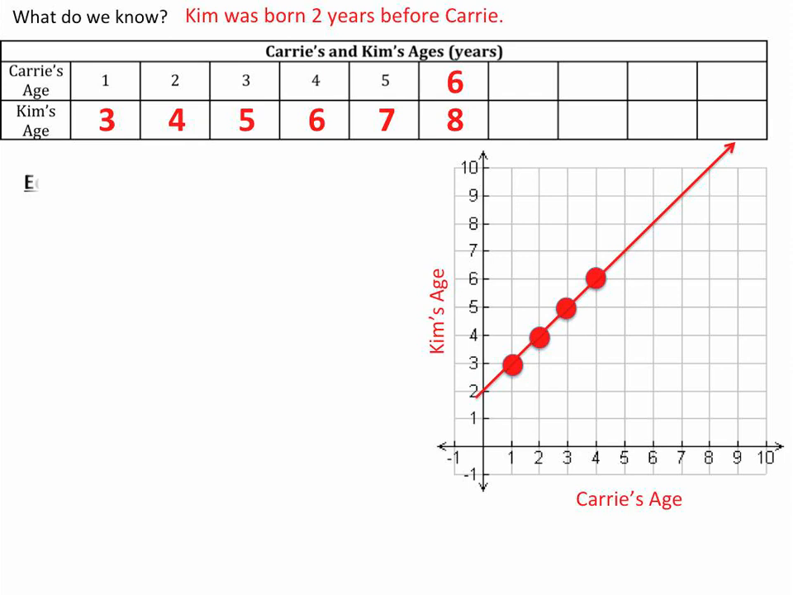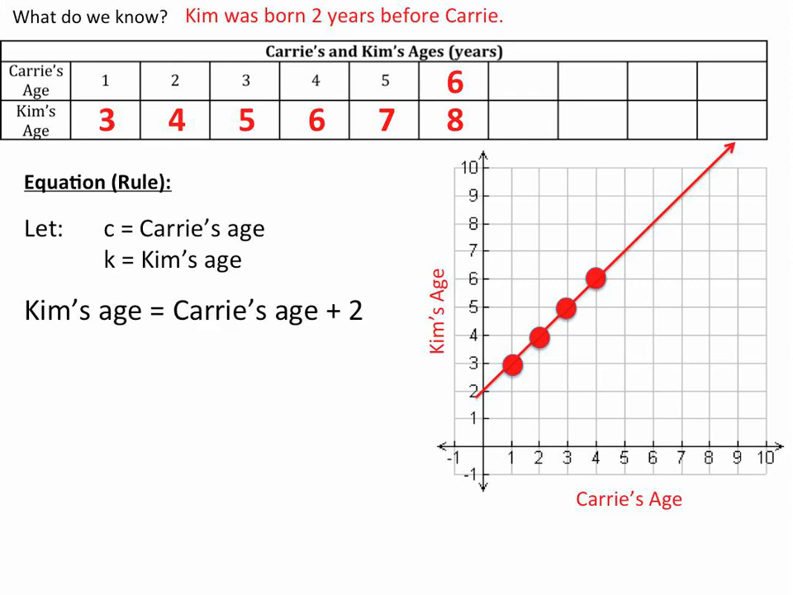All right, let's take a look at an equation or a rule. If we let C be Carrie's age and K be Kim's age, what do we know? We know that Kim's age is Carrie's age plus 2. Kim is 2 years older than Carrie. So Carrie plus 2 would make Kim. Using our symbols, just to cut down on the words we need to write, K equals C plus 2.